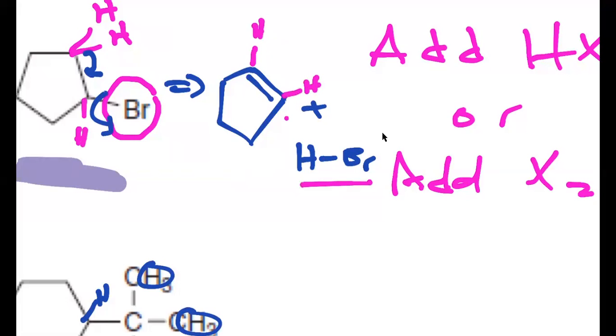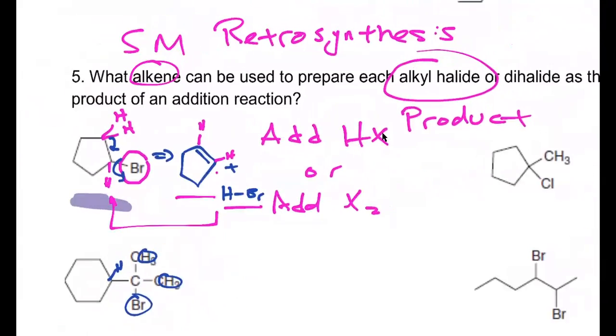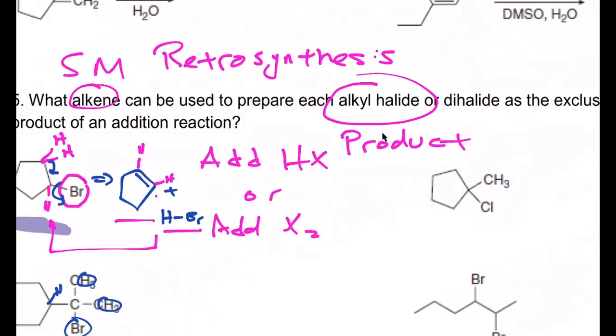So if I took these two and reacted them together, that should get me back to here. That's all that question is asking. Working backwards, we call that retrosynthesis, where we take the product and work our way back to the starting material.